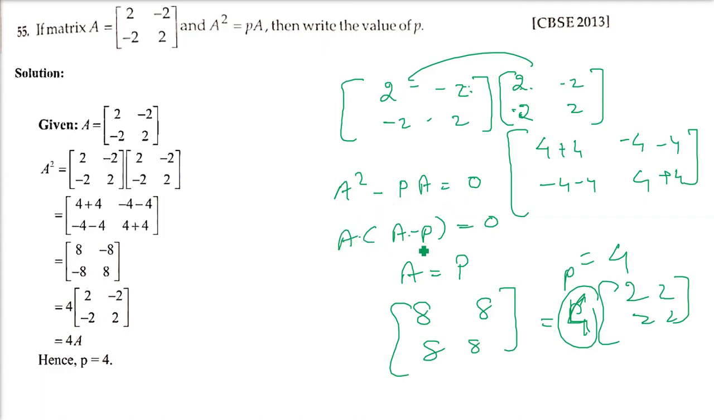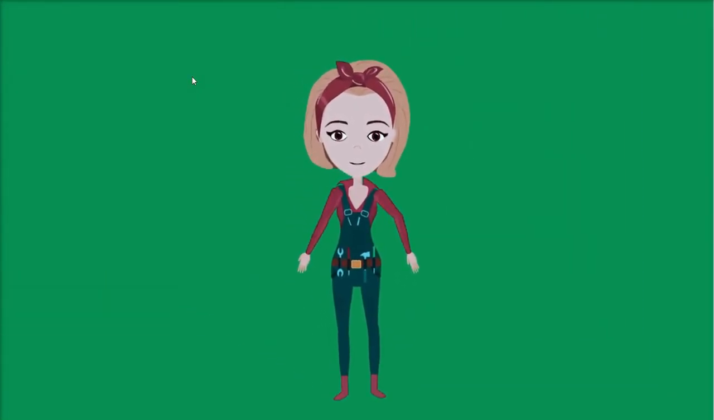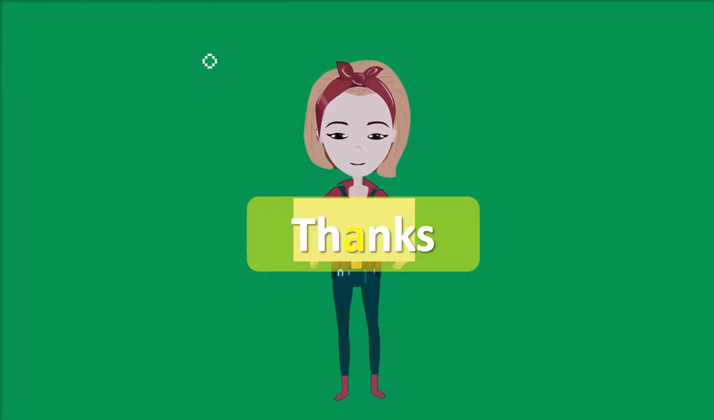So I just want you to give me an explanation why this A, if it equates to P, A is 2, minus 2, minus 2, 2, but P is becoming 4. Why? Okay, this is all about this exercise. Thank you so much. Take care of yourself.